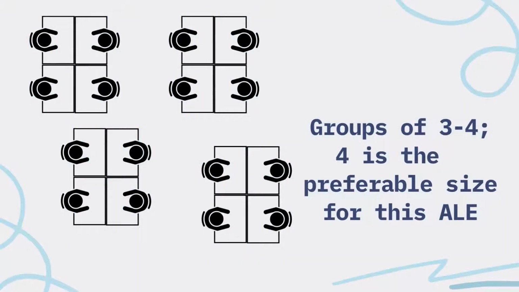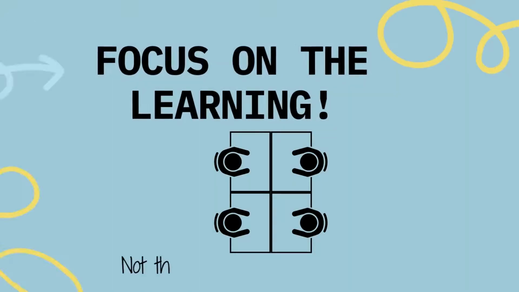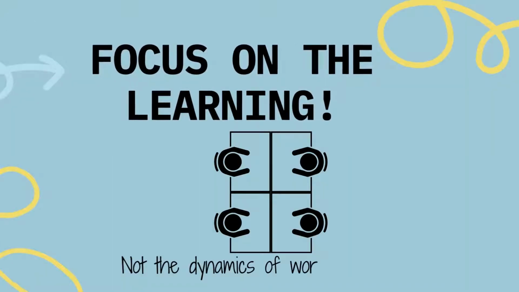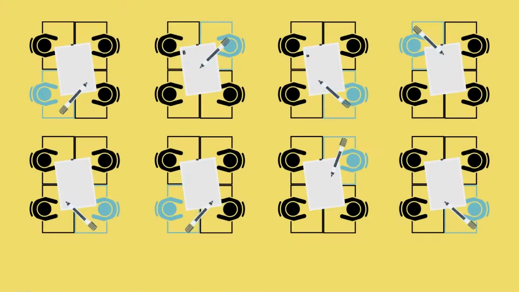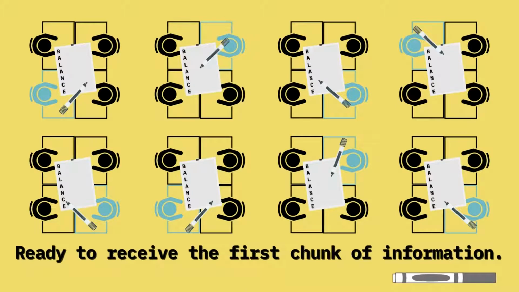Students will be divided into groups of 3 to 4, with 4 being the preferable size. Students should already be familiar and adept at collaborative learning so that during the activity the focus can be on the learning, not the dynamics of working in a group. Once students are in their assigned groups, one of the group members will write the targeted term down the left side of the poster paper.